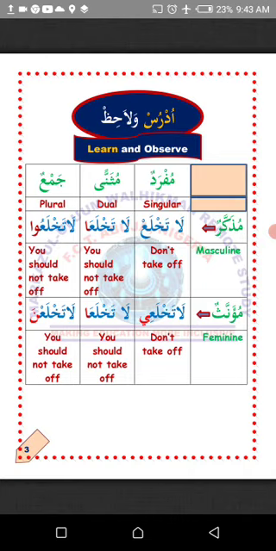So if there are more than two, all you need to do is to replace ya'un in la takhla'i with nunun carrying fatha. Then you give sukun to the letter before it. So the verb la takhla'i will now become la takhla'na, which means you should not take off, commanding a group of female persons. I hope you understand. MashaAllah.